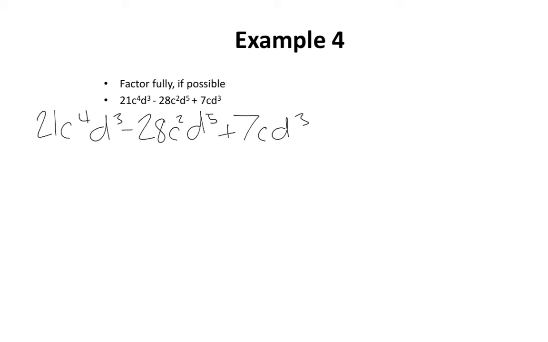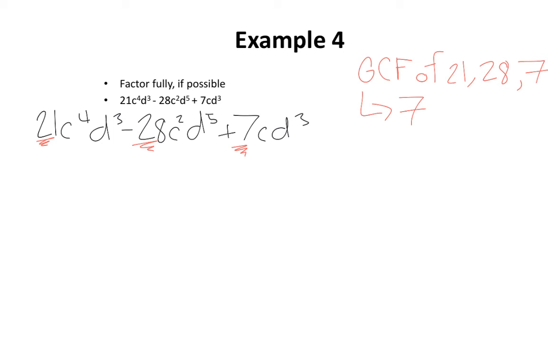Once you do that, you want to take a close look at the numbers within these three terms. I have a coefficient of 21, a coefficient of 28, and a coefficient of 7. Let's find the greatest common factor of these three numbers. If you use prime factorization or your times tables, you'll determine the greatest common factor of 21, 28, and 7 to be 7.